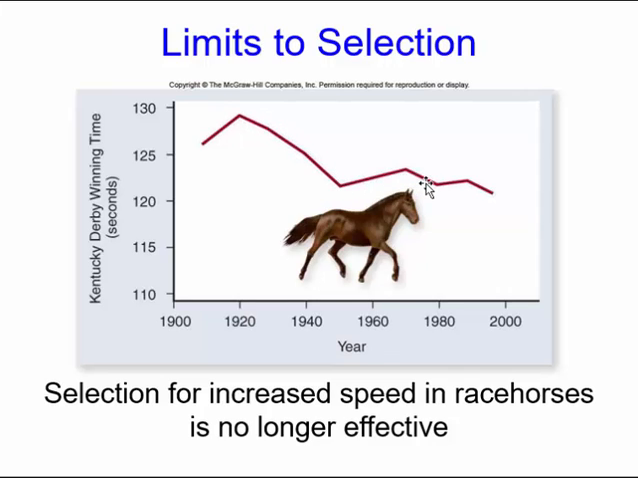So horse breeders are breeding for faster and faster horses, but you reach a point where a horse just can't go any faster. And so we see it level off and kind of oscillate here. You can't just breed a faster and faster horse at this point. There are limits based on the physiology and anatomy of these animals.